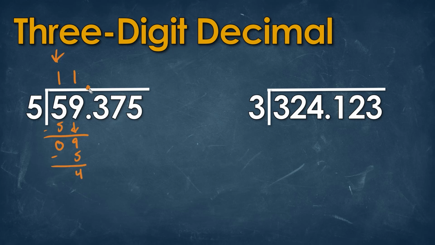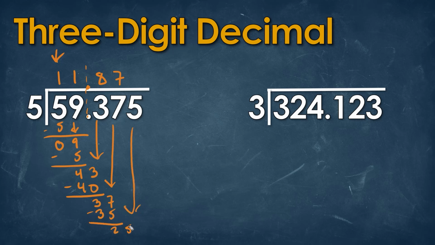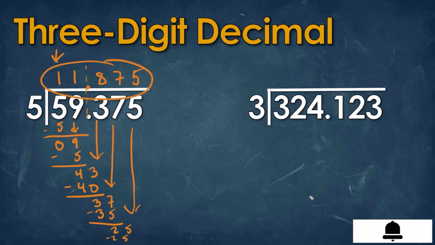Okay, we have our decimal here, which we keep in line with the decimal in the equation. And now we drop down this 3. So how many times does 5 go into 43? That's going to be 8 times. 8 times 5 is 40. And if we subtract that, we get a remainder of 3. Now we want to drop down the 7. If we do that, now how many times does 5 go into 37? And that's going to be 7 times, because 7 times 5 is 35. We subtract that, now we get a 2. We drop down our 5. How many times does 5 go into 25? And that's going to be 5 times. If we subtract that, we get a remainder of 0. So our answer is 11.875.